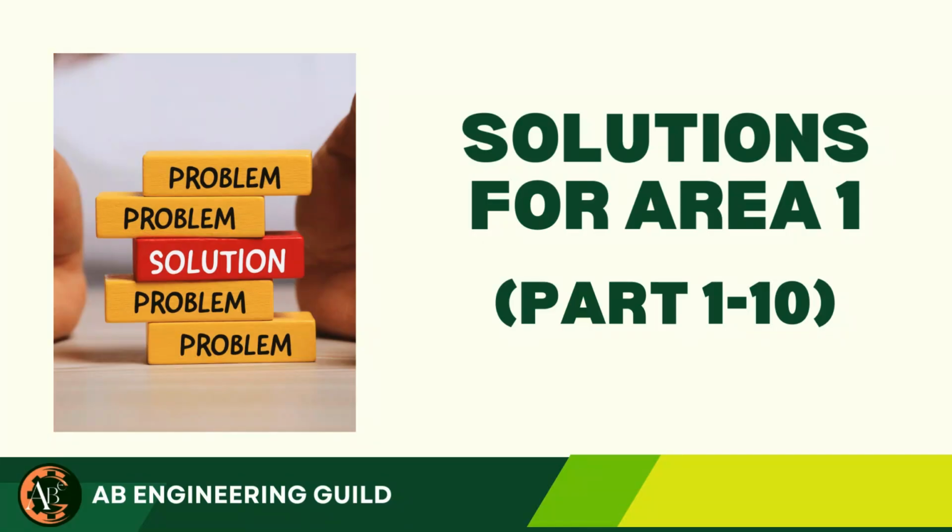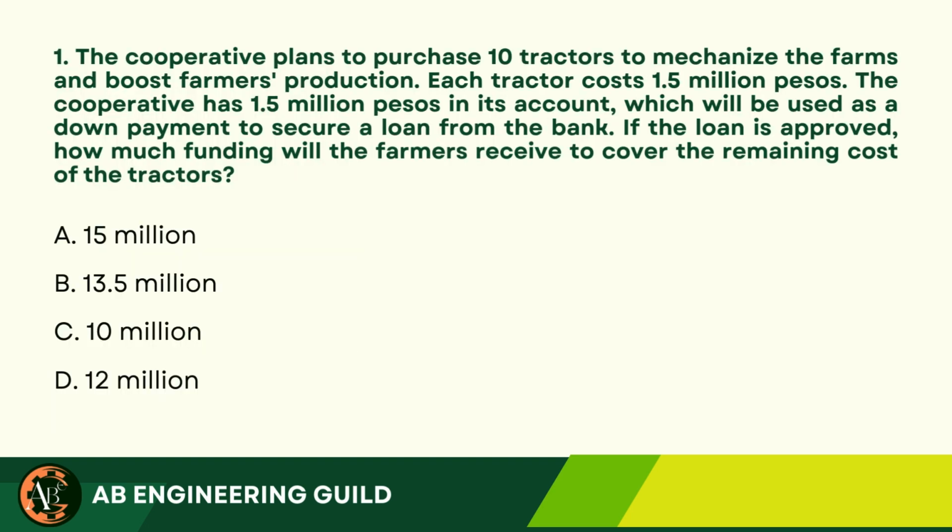Solutions for Area 1. Part 1 to 10. 1. The cooperative plans to purchase 10 tractors to mechanize the farms and boost farmers' production. Each tractor costs 1.5 million pesos. The cooperative has 1.5 million pesos in its account, which will be used as a down payment to secure a loan from the bank. If the loan is approved, how much funding will the farmers receive to cover the remaining cost of the tractors?